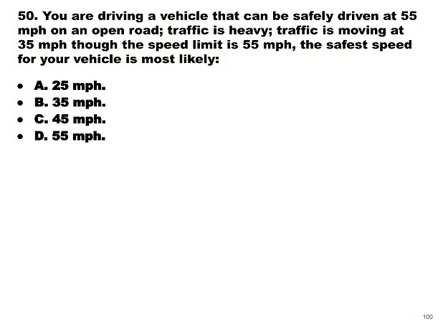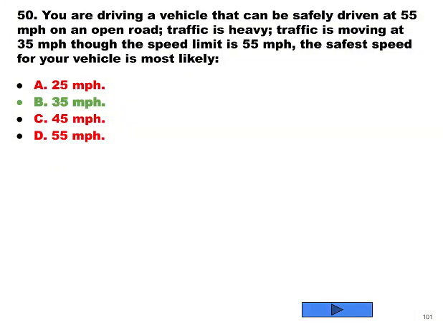You are driving a vehicle that can be safely driven at 55 miles per hour on an open road. Traffic is heavy. Traffic is moving at 35 miles per hour, though the speed limit is 55 miles per hour. The safest speed for your vehicle is most likely A. 25 miles per hour, B. 35 miles per hour, C. 45 miles per hour, or D. 55 miles per hour. The answer is B. 35 miles per hour.